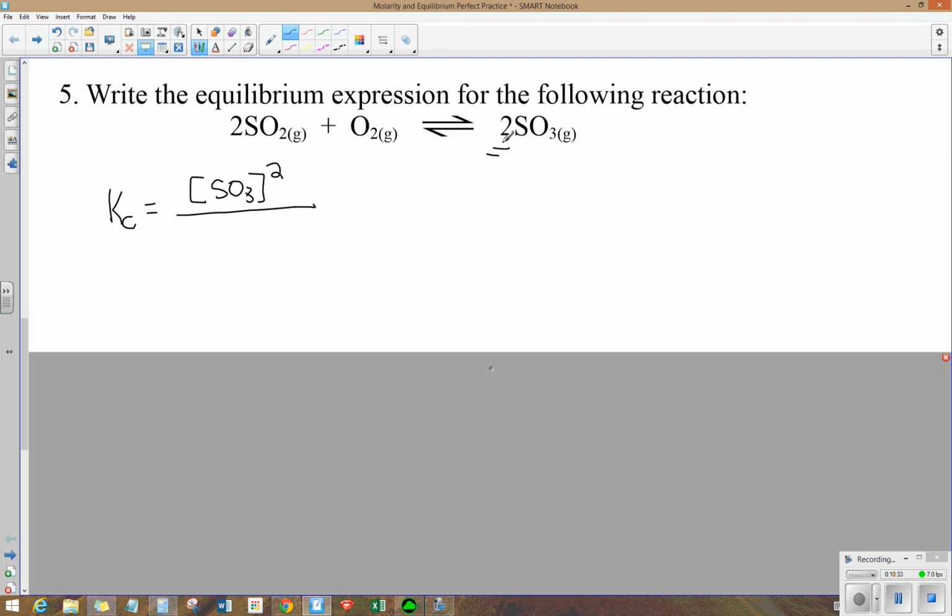That's the only product, so now we go to the reactants. Our first reactant is SO2. And again, this has a coefficient out in front, so we want to raise it to the second power. And then the second reactant is O2. No coefficient out in front, or I should say the coefficient number 1, so we do not need to raise that to the 1 power, so we're good to go.